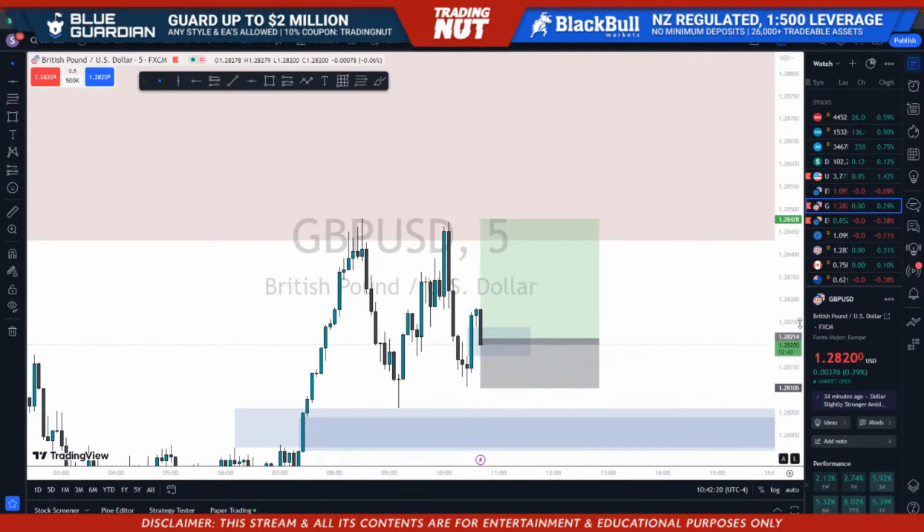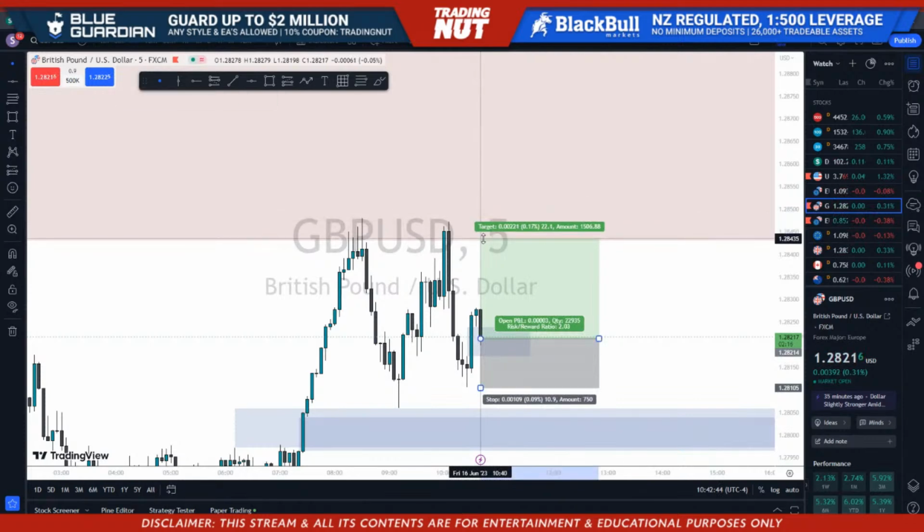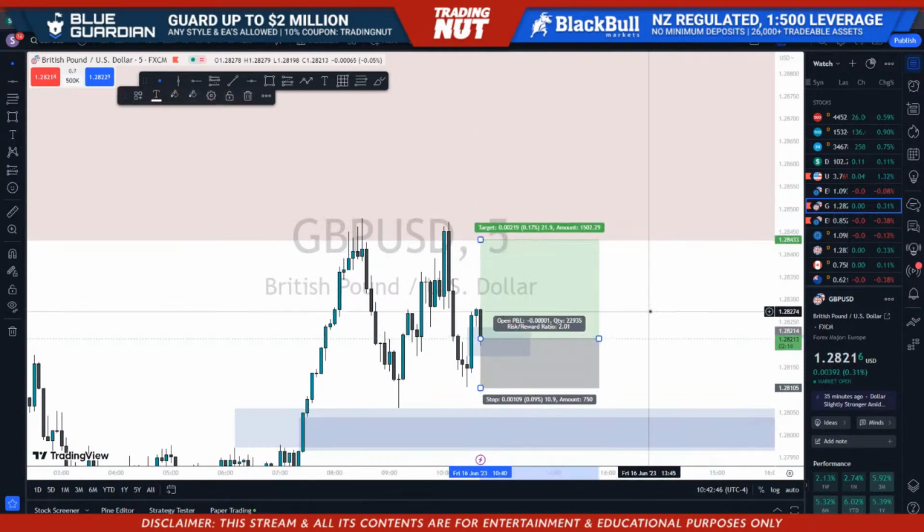So now we just want to see price move away, up and away towards our take profit, which in reality should be a 1 to 2. So we want to see price come towards right here.